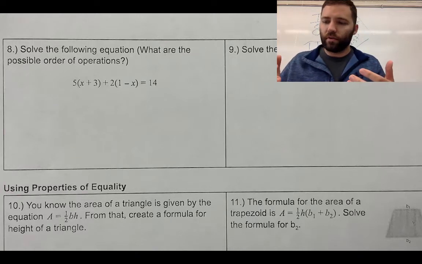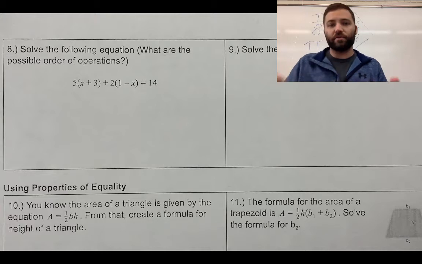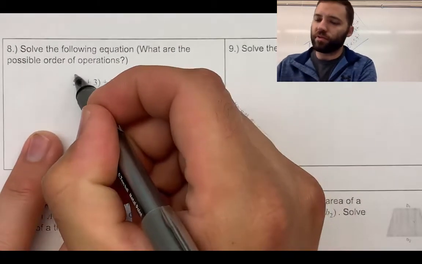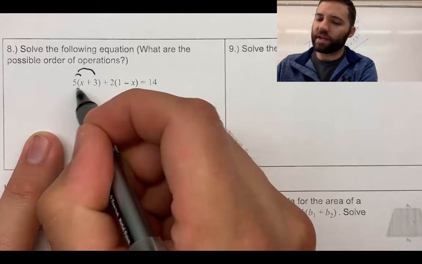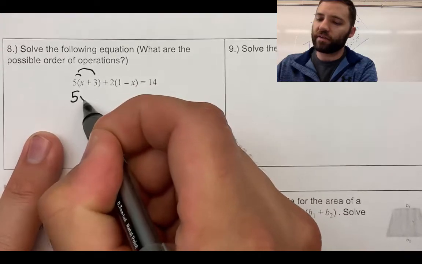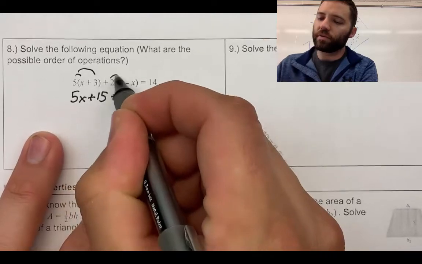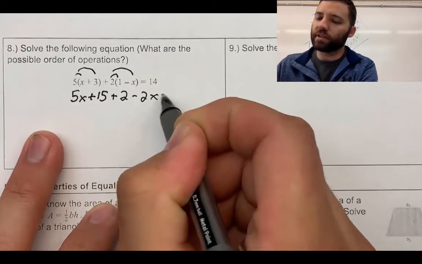So what we're going to do then is we're just going to distribute, and then we will have a series of terms that we can combine, and then we can ultimately do addition, subtraction, multiplication, division. Okay, so let's distribute the 5 here. If I distribute that, that means it's going to be 5 times x and 5 times 3. So that's 5x plus 15. I'm going to distribute the 2. So I'll have plus 2 and minus 2x, and that'll give me 14.